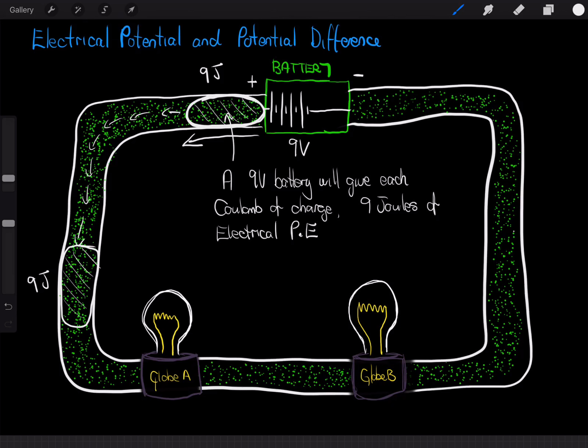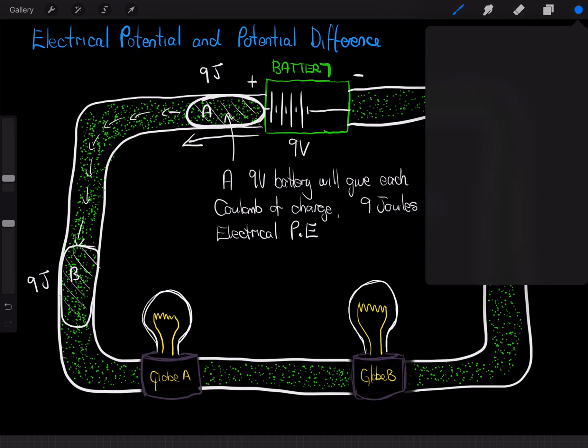And so if we were to measure the difference in electrical potential, we would expect that to be 0. Because between this position A and this position B, the difference in the energy level of that coulomb of charge is 0. So the way we describe that, it has a potential difference of 0. And we use a voltmeter to measure potential difference.